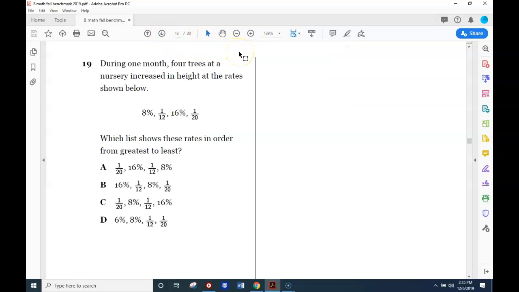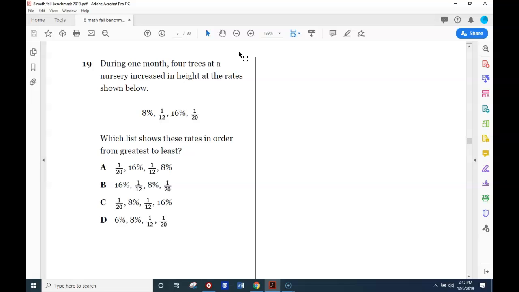Number 19. During 1 month, 4 trees at a nursery increased in height at the rates shown below. 8%, 1 over 12, 16%, 1 over 20. Which list shows these rates in order from greatest to least?